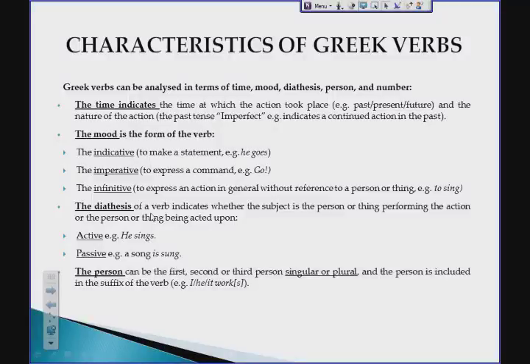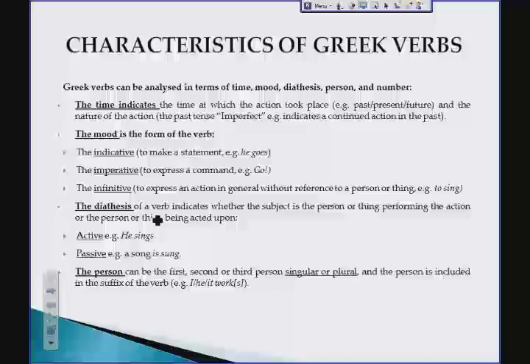Coming to the person, it can be I, you, he, she, or it. That is now in the singular form. So we're talking about first person, second person, or third person. It can be singular or plural. And the person is included in the suffix of the verb. In other words, I will give you an example now. Greek verbs also have this.